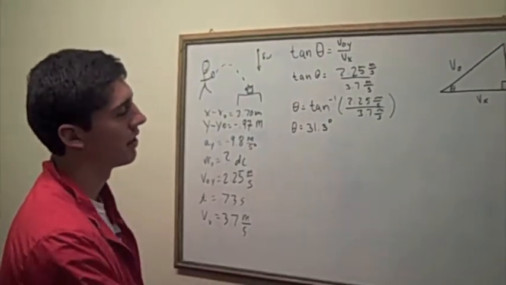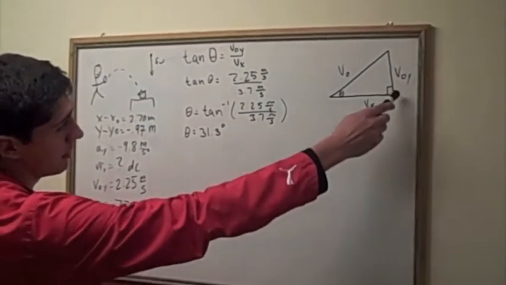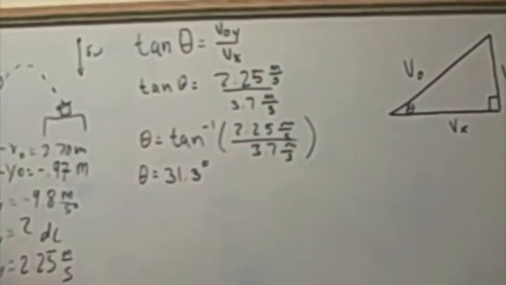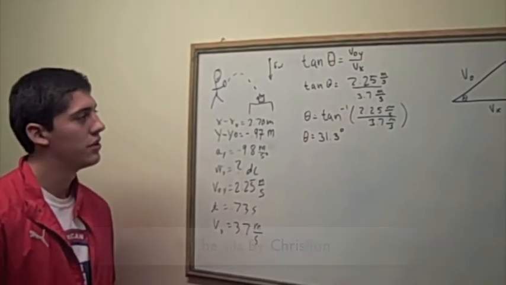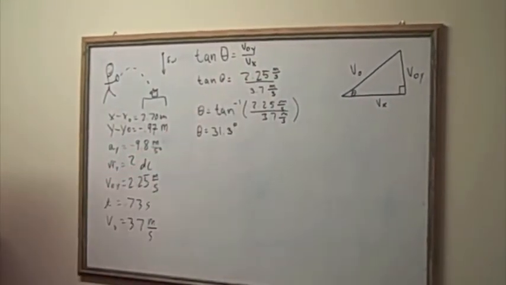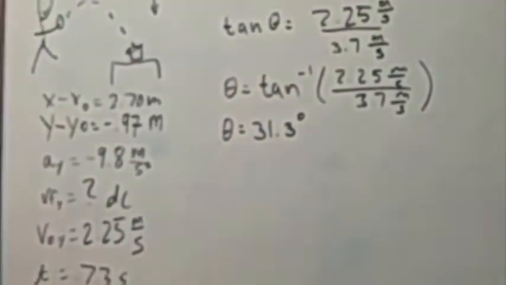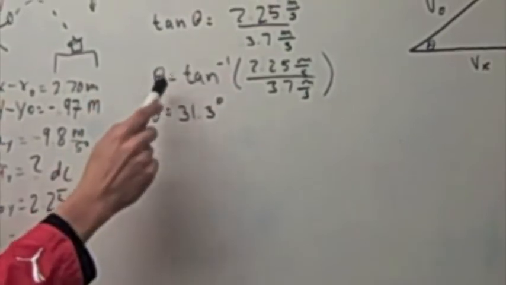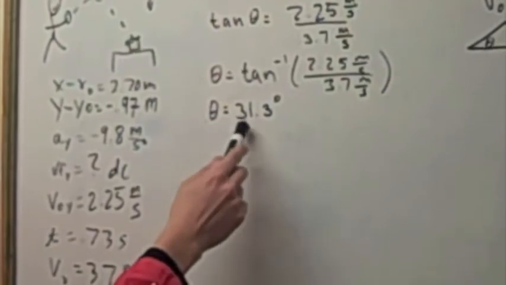Alright, to find the angle at which we threw the ball, we use tangent theta equals the velocity initial in the y, which is this one, over the velocity in the x, which is here. These two numbers we found with what Christian did a moment ago. So now, what we plugged in was just the velocity initial of the y here, which is 2.25 meters per second, over 3.7 meters per second, which is right here. Then we use tangent inverse to get rid of the tangent here, which left us with theta here. And finally, we just calculated that, which gave us 31.3 degrees.